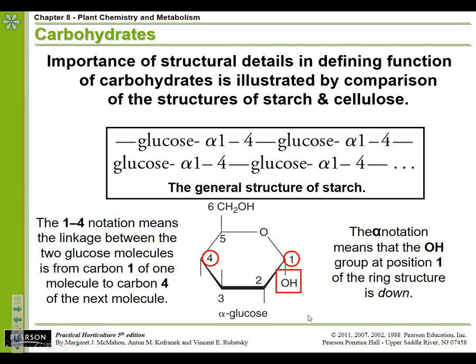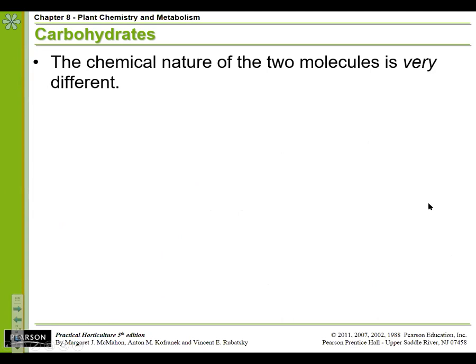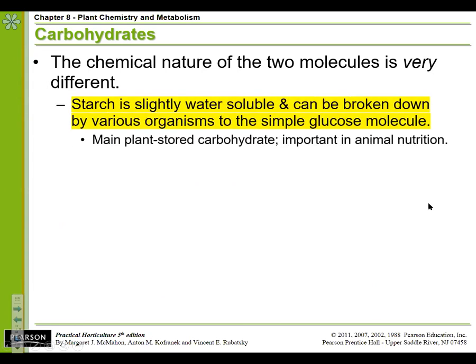Just note the different structures are able to create either a starch or a cellulose. And it only requires one simple change in the structure at that first carbon. If it's going down, alpha glucose, then we've got a starch. If it's going up, beta glucose, we've got cellulose. And the chemical nature of these two molecules, even though they differ only in the way that they're bonded together, is actually very different.